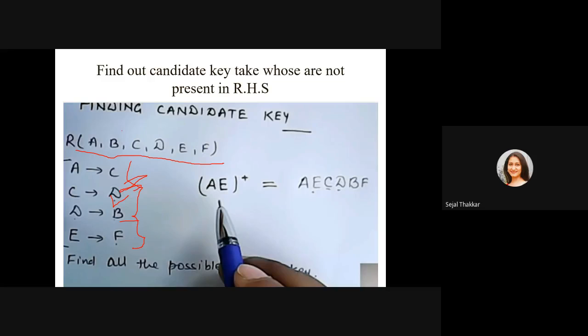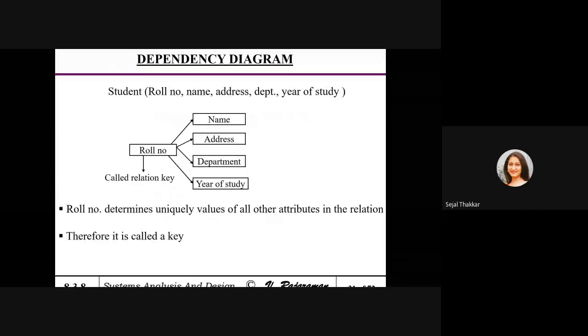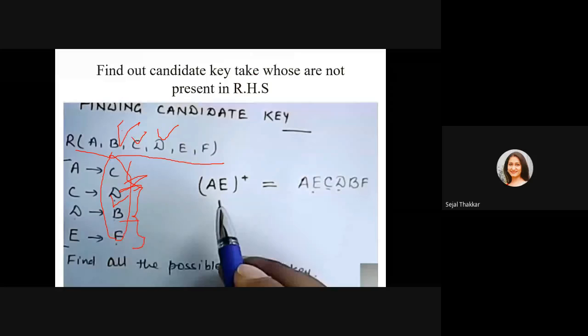See, C is present, right? D is present. You have to just check the right hand side, not the left hand side. E is present. F is present. F is also present, right? So which two values are absent in the right hand side? Now you can easily find out. You can even reply to me. A, E. A or E.